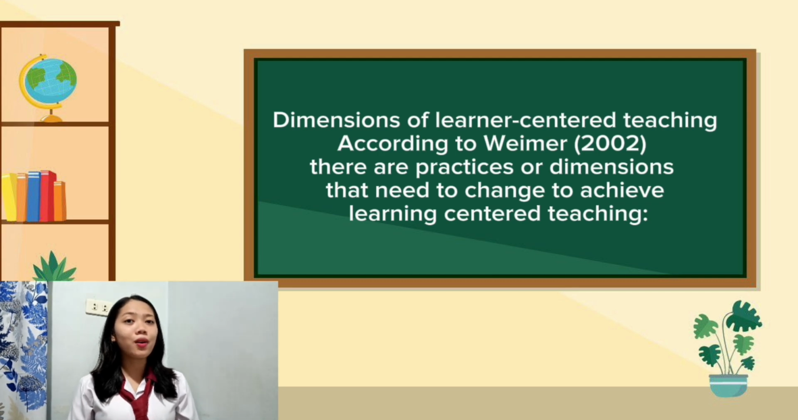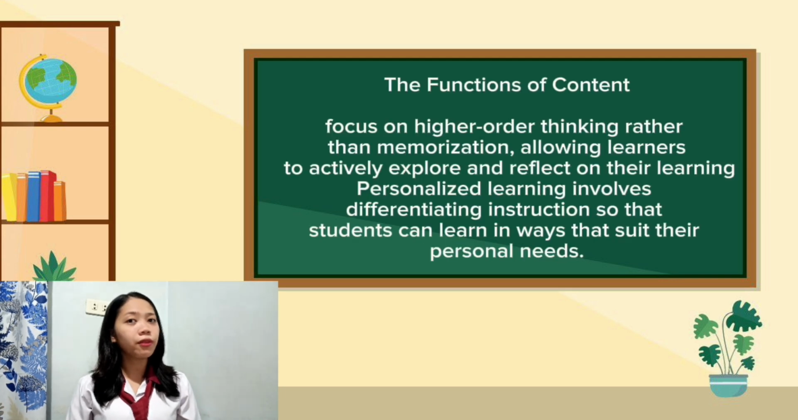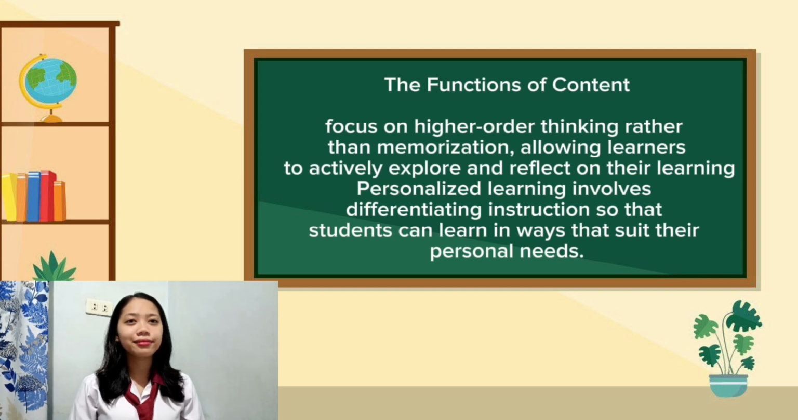So now let's move on to the dimensions of learner-centered teaching. According to Weimer 2002, there are practices or dimensions that need to change to achieve learning-centered teaching. The first is the function of content. When we say function of content, it focuses on higher order thinking rather than memorization, allowing learners to actively explore and reflect on their learning. Personalized learning involves differentiating instruction so that students can learn in a way that suits their personal needs.